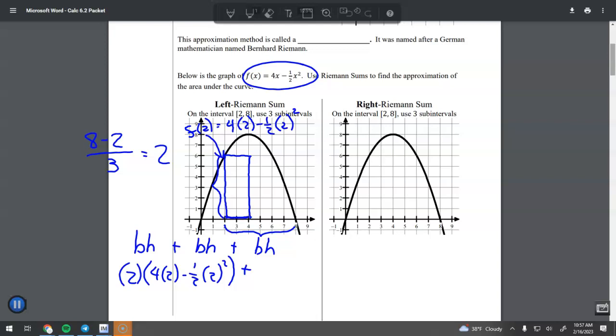So if I keep going, let's say the next one is red, so I'm going from 4 to 6. I want the left-hand side of that subinterval to be my height. So I'm going to the left-hand side, drawing a line up till I hit the graph, and I pretend that's the height the whole time. So the base of that subinterval is 2. What's the height of it?